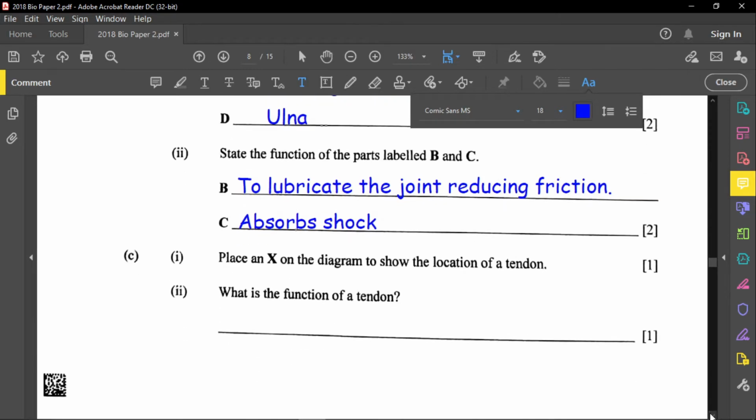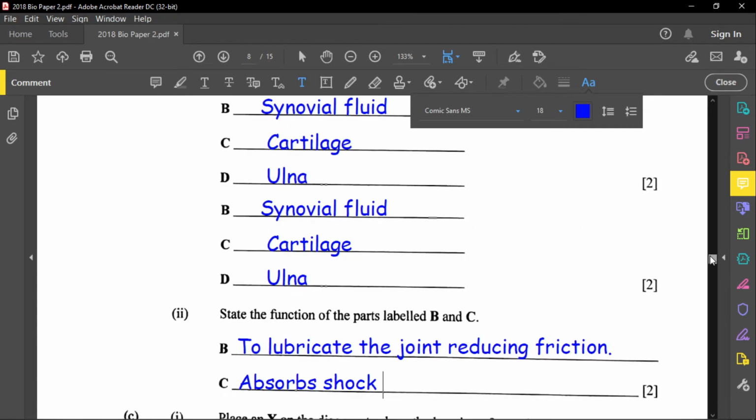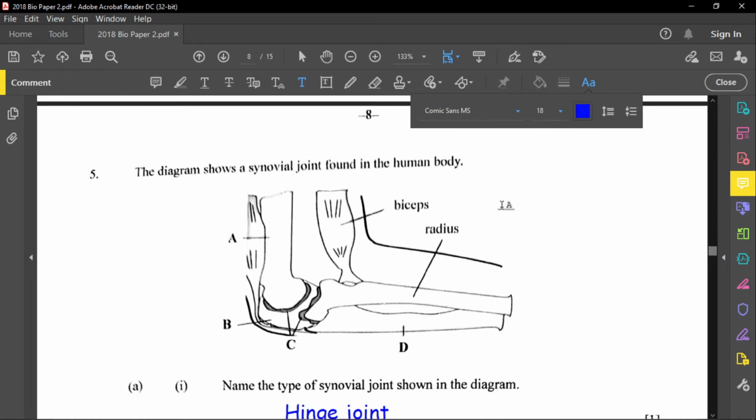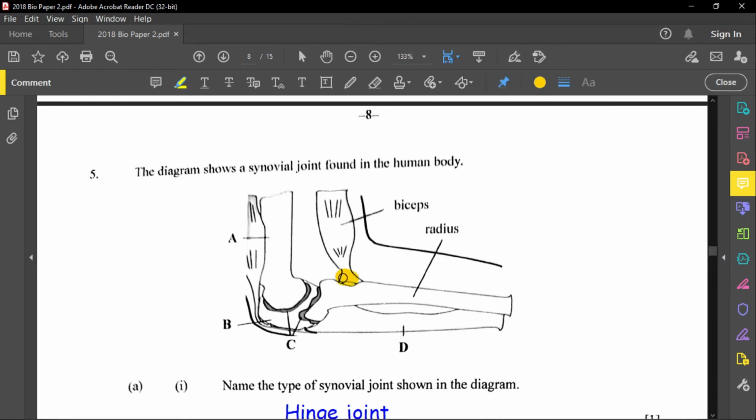For part C1, it says to place an X on the diagram to show the location of a tendon. A tendon is where muscle connects to bone. So let's look at where any are shown here. Right here will be a tendon, where the muscles connect to the bone. Here as well is another tendon, muscle connecting to bone. So we label them as X. So you see the labelings.